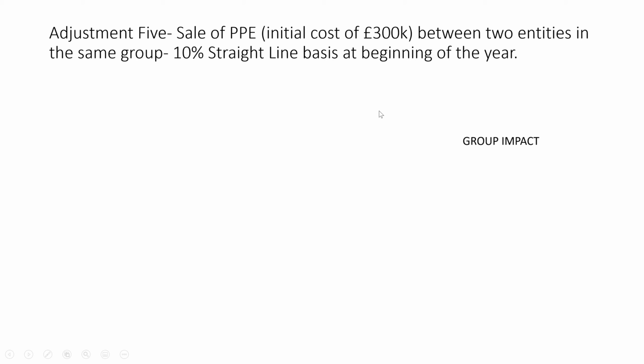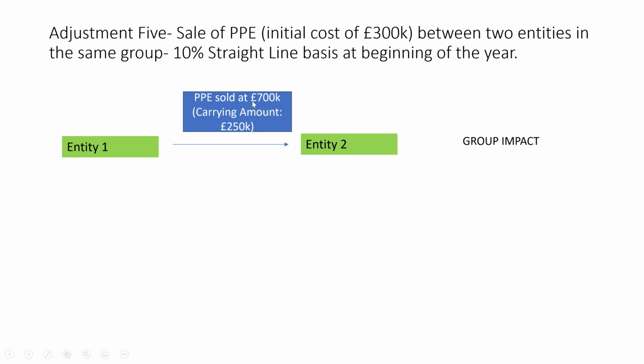So let's consider an example where we've sold PPE between two entities in the same group. The initial cost of 300k, the sales price was 700k, and the carrying amount of the PPE at the date of disposal was 250k. And for ease, I've said that the disposal happened at the beginning of the year. Okay, let's see what's happening at the year end.